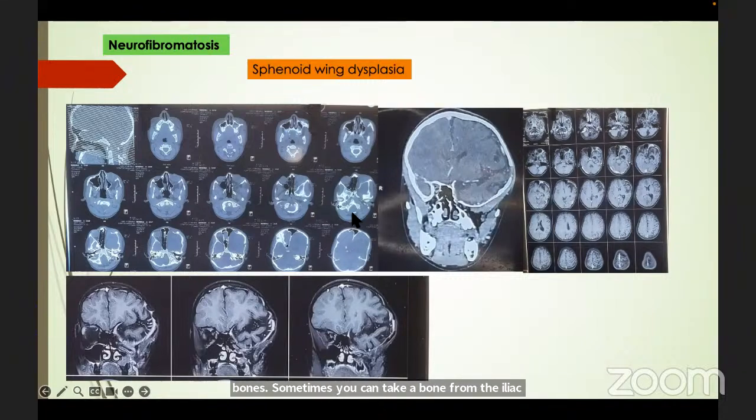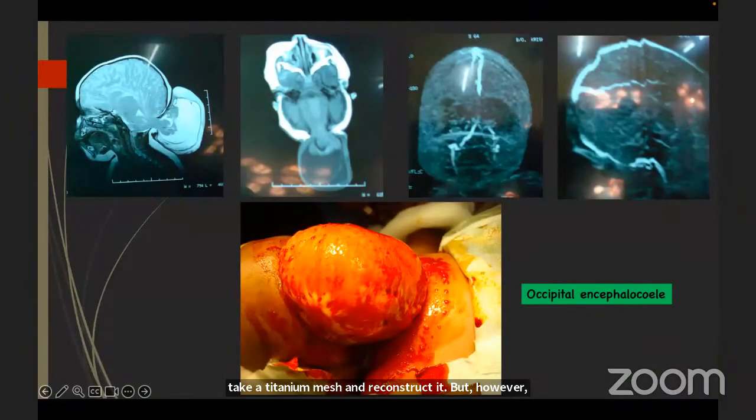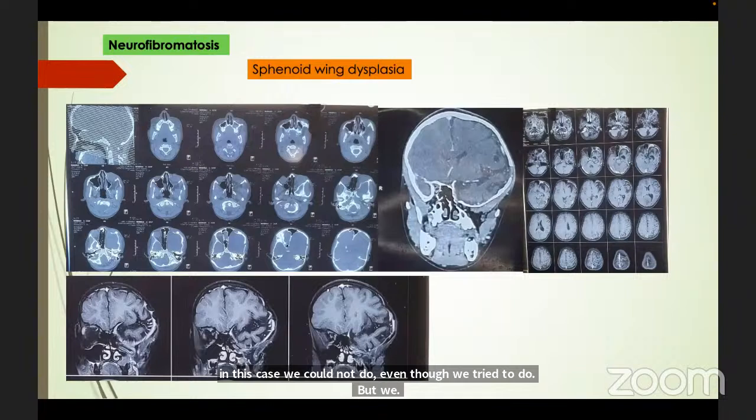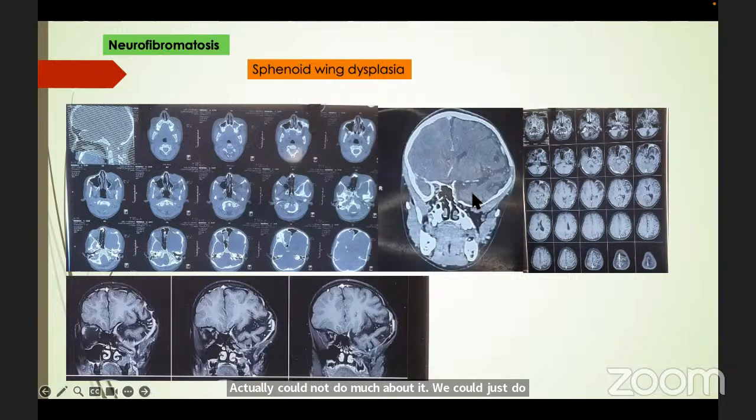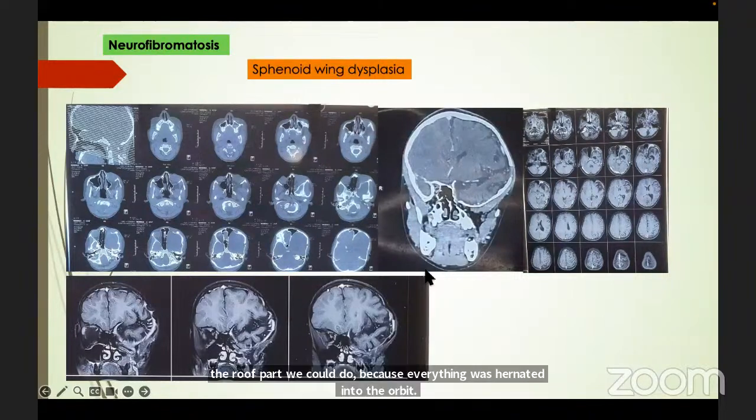However, in this case, even though we tried, we actually could not do much about it. We could just do the roof part, because everything was herniated into the orbit. So these are really difficult cases to do, and I think accurate planning is required.